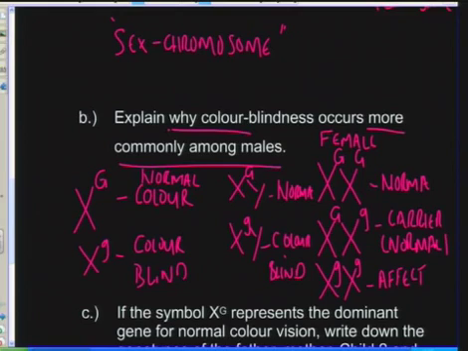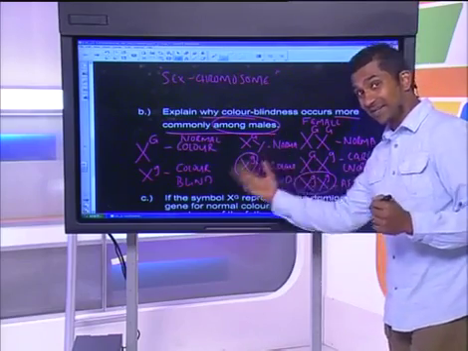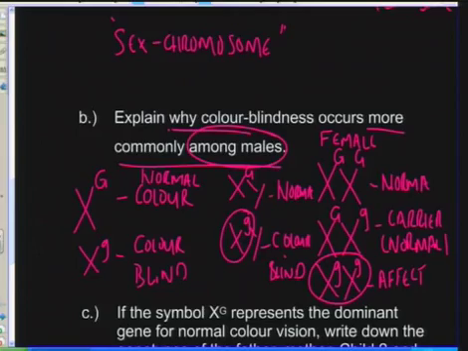So if we look at the question, explain why color blindness occurs more commonly in males. The simple reason is that males have a single X chromosome. For the gene to be expressed, we need only a single X chromosome. As opposed to females, where for a female to be colorblind, you need both X's to carry the gene, and hence it is more frequent in males than in females, because males have a single X chromosome, and the possibility is higher in males. Let's look at the next question.